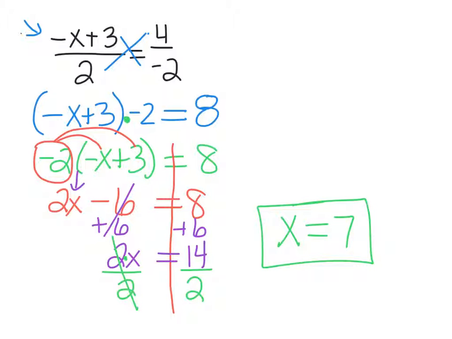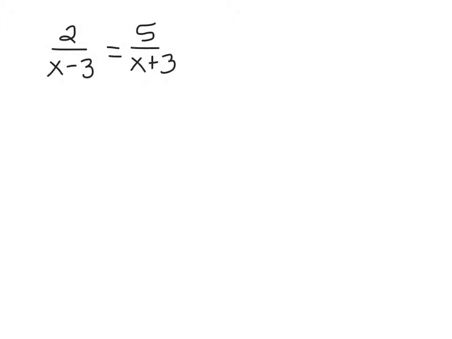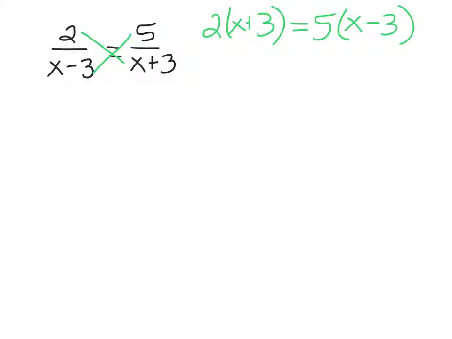So we were able to figure out what x is by doing the cross products. Another example. Again, this is a tougher proportion because we don't just have numbers, we have expressions in some of the places in each of our fractions. So again, we're going to solve this by doing the cross products, because in a proportion, the cross products are equal. So we're going to do 2 times x plus 3, and notice how I put that expression in parentheses, equals 5 times the expression x minus 3, and again notice how I put that in parentheses.